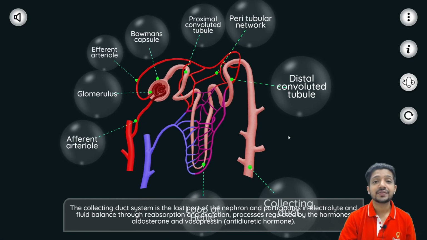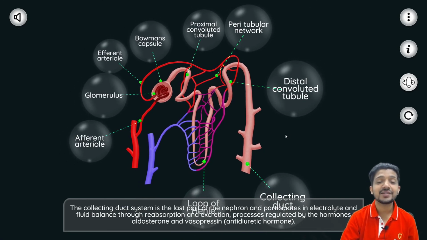So these were the different parts of nephron which help in filtration of blood and process of urine formation in kidneys.